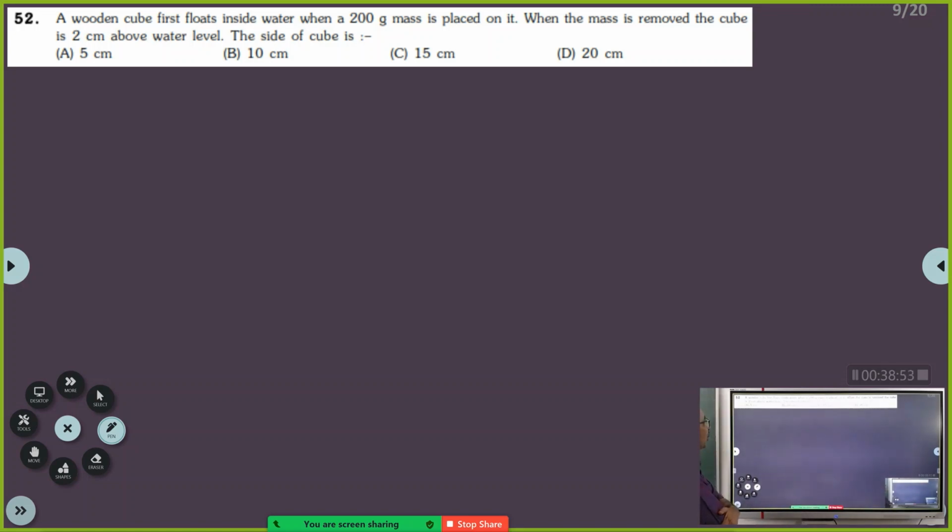A wooden cube first floats inside the water. A 200 gram mass is placed on it. When the mass is removed, the cube is 2 centimeters above the water. Find the side of the cube. The previous problems, just that.